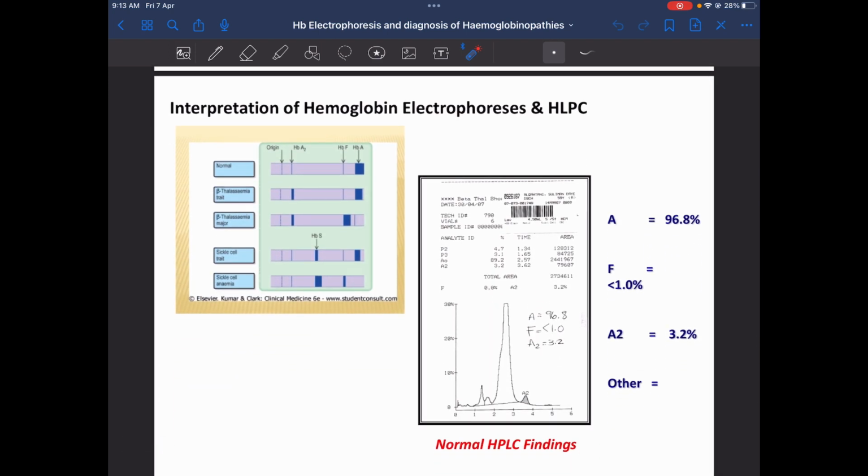Okay, so moving on to the interpretation of hemoglobin electrophoresis. This is one of the most important parts of the entire lecture. These are normal HPLC findings: hemoglobin A is going to be around 97 to 98%. Hemoglobin F should be less than 1, and hemoglobin A2, 3.2. We talked about this earlier in the lecture, but the cutoff limit for hemoglobin A2 is 3.5. It should be less than 3.5.